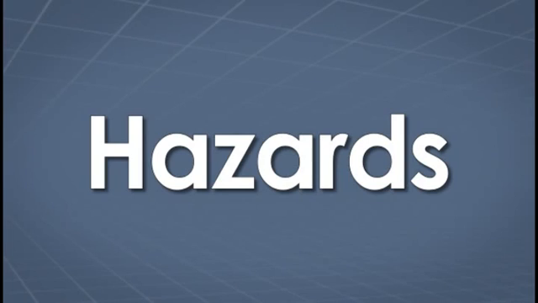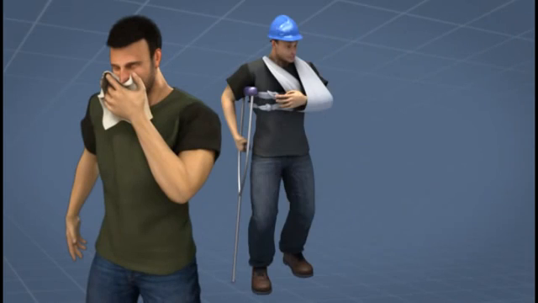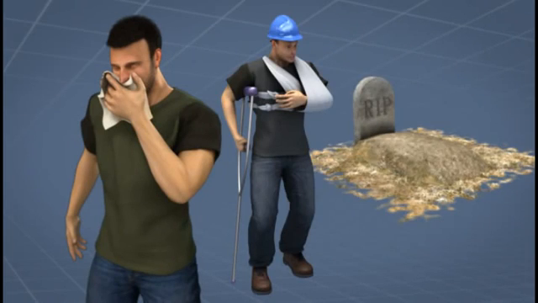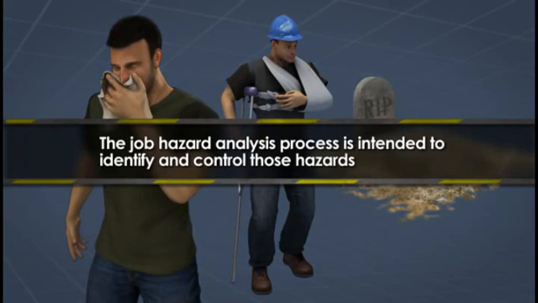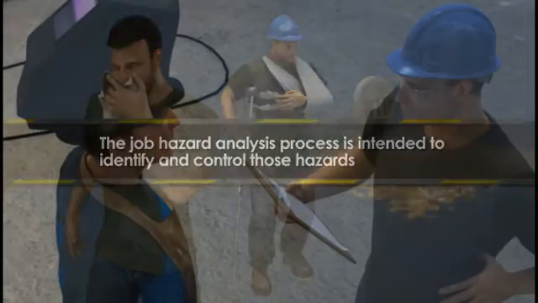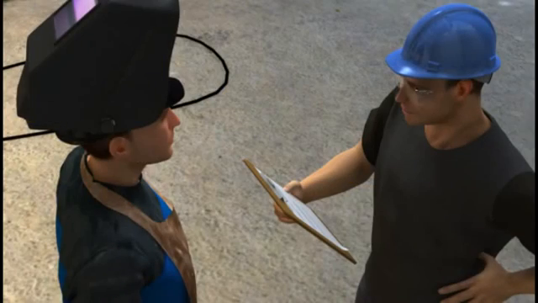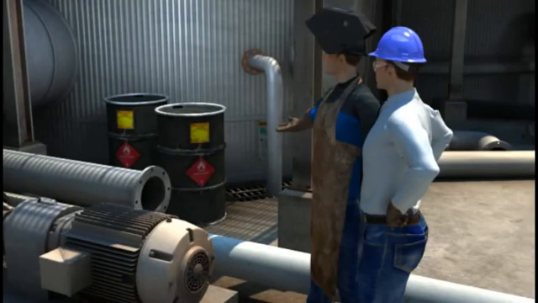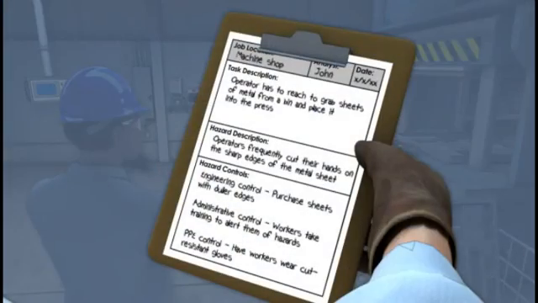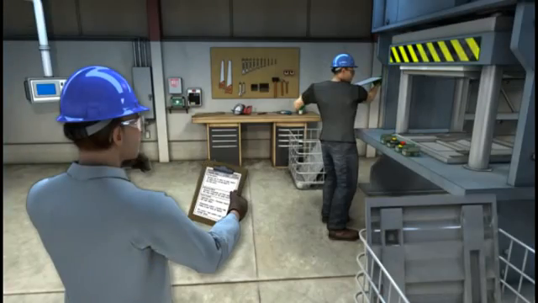Every workplace presents hazards. In some cases, these hazards can cause serious illnesses, injuries, or deaths. The job hazard analysis process is intended to identify and control those hazards. Supervisors and employees should work together to complete the JHA. Once the JHA is complete, be sure to put the controls in place to eliminate or reduce any hazards that were discovered.